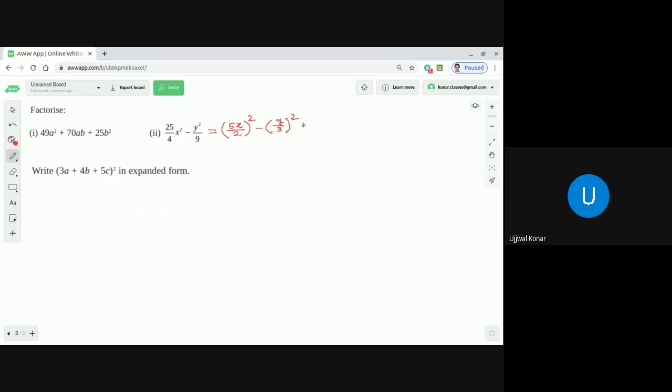Clear or not clear? It will be minus y by 3 whole square. No minus, just not that part. Okay. Yes, I got it.